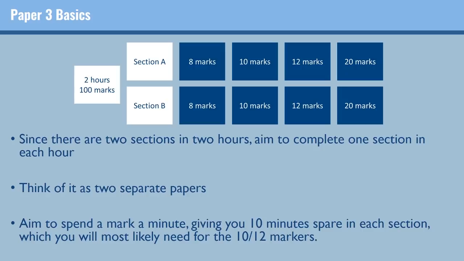So it's a little bit more challenging in terms of timing because you're having to do 8 essays rather than having to do 6 essays and a couple of calculations and short answer questions. So it's really important that you get your timing right, and that would be my first bit of advice. My advice is always to split the paper into two sections in 2 hours. I would try and stick to one section in each hour and think of it as two separate papers.